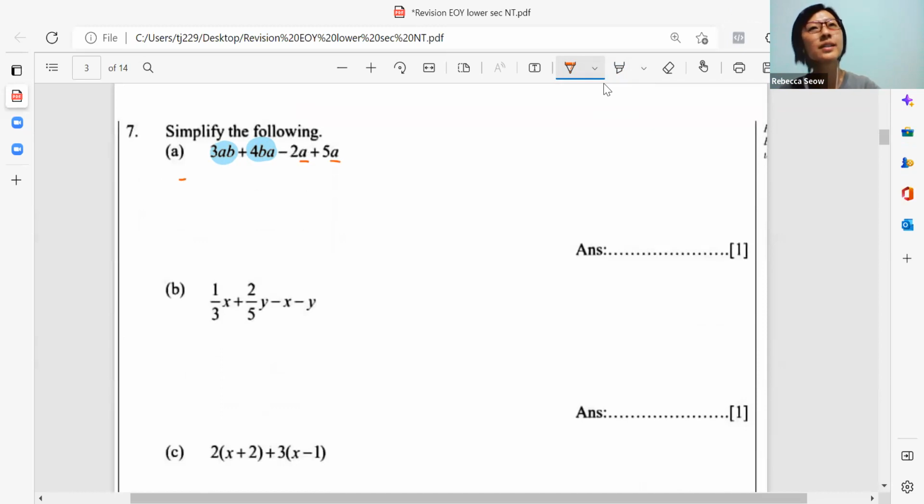So let's combine the first 2 terms. We have 3AB plus 4BA. So that's 7AB, 3 plus 4. And negative 2A plus 5A gives us positive 3A. So this is the answer.